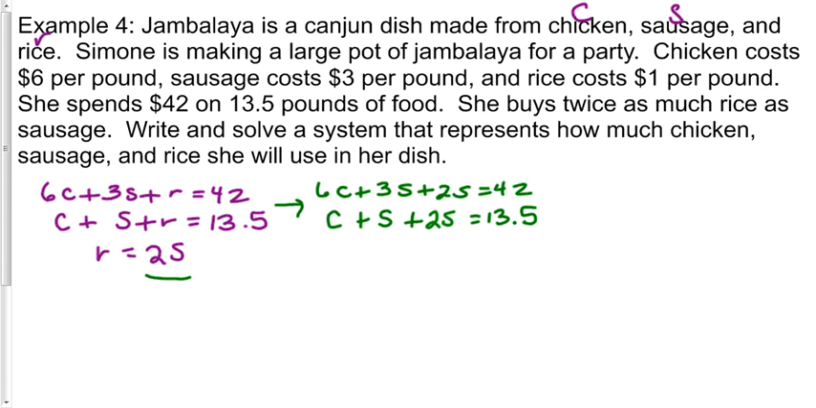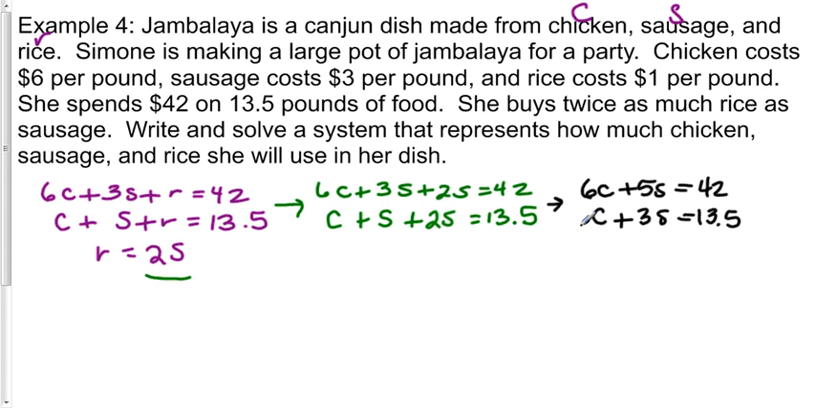Now what I've got here is two equations with two variables, C and S, so I can solve it using substitution or elimination. Okay, so let me rewrite this. Combining like terms, I'm going to put the S's together so that it's a little more simplified. 6C plus 5S equals 42. And then the second one is 1C plus 3S equals 13.5.